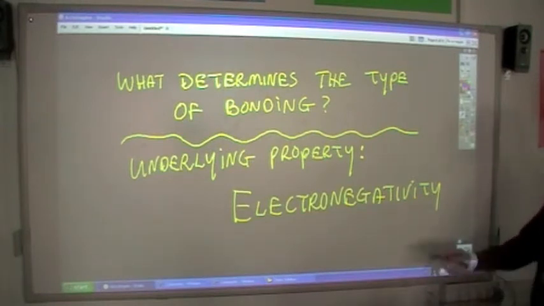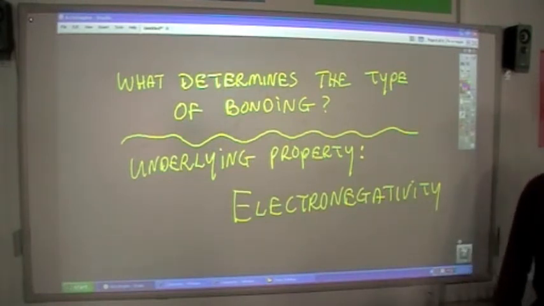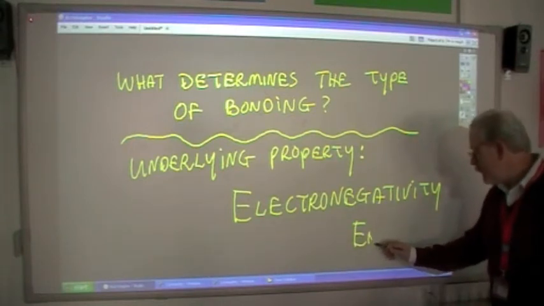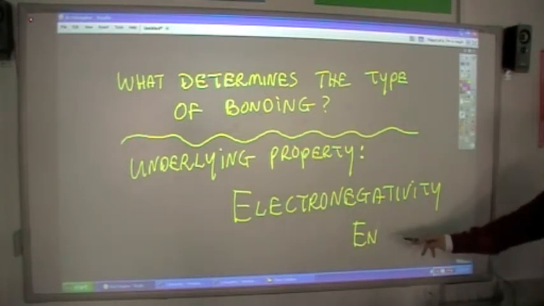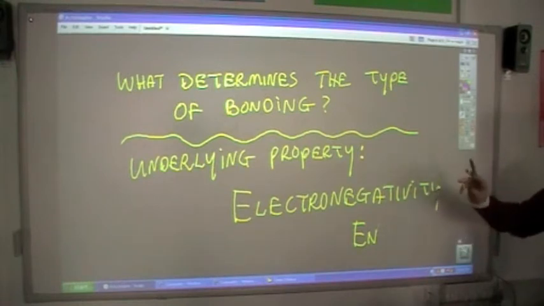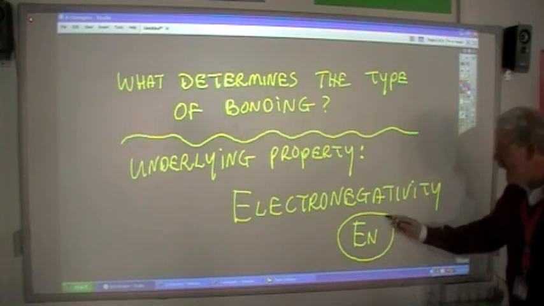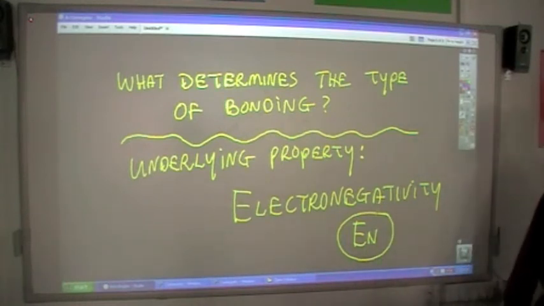Electronegativity. It's a big, long, ugly word, and to avoid having to spell it out every time, we can just abbreviate it to EN, like that, and that's what I'm going to do from now on. So I'm not going to write out the full word all the time. So we'll just call it EN, electronegativity.